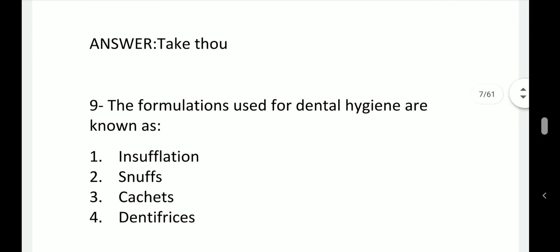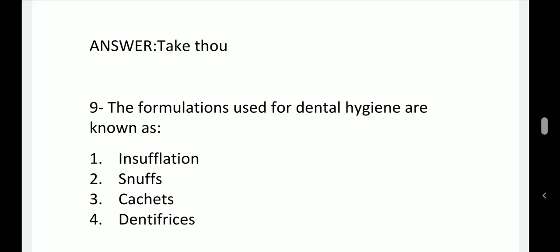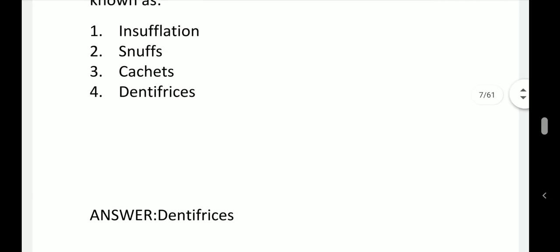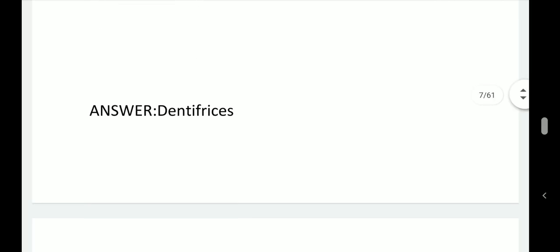Question number 9. The formulations used for dental hygiene are known as option 1 insufflation, option 2 snuffs, option 3 cachets, option 4 dentifrices. Answer is option 4, dentifrices.